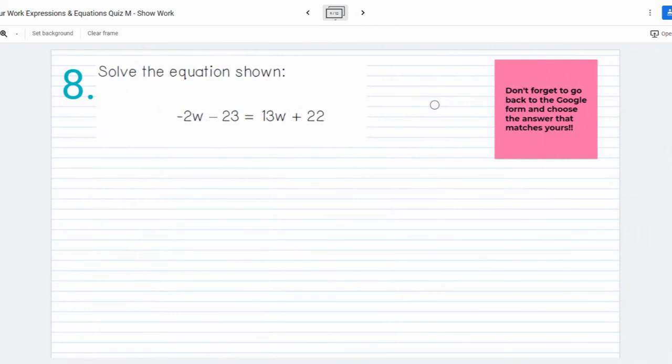Number 8 is very similar. It's the same thing. Solve the equation. You're solving for w this time. Negative 2w minus 23 is equal to 13w plus 22.